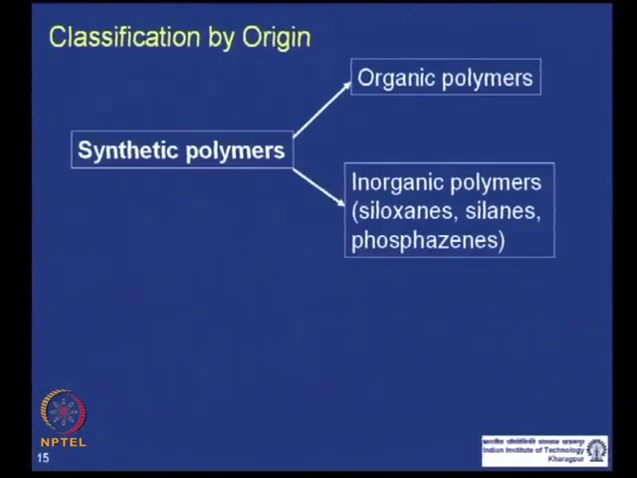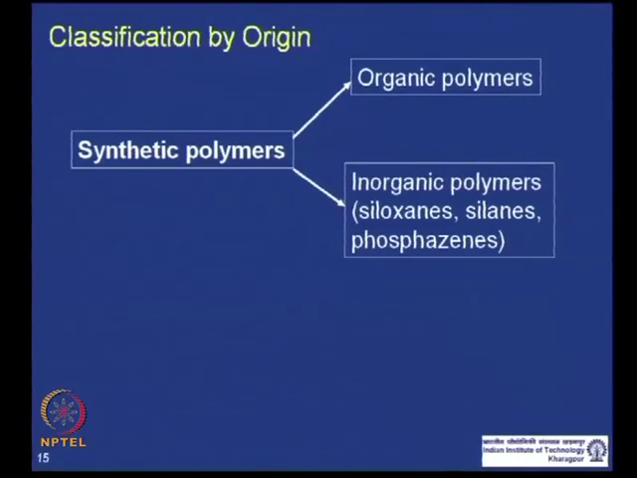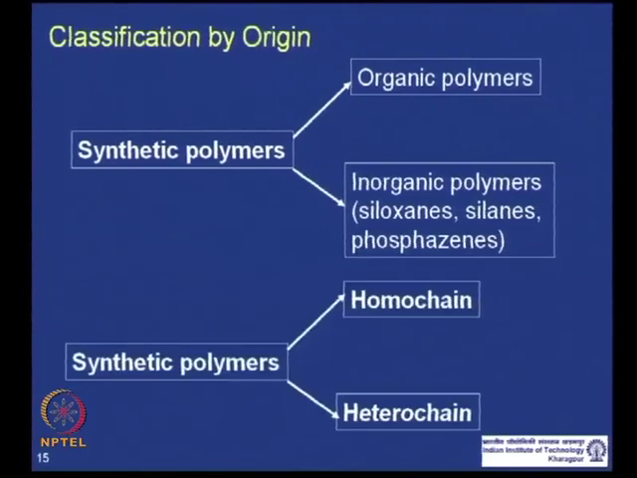Synthetic polymers can be classified as organic polymers, the polymers which are made from carbon, nitrogen, oxygen, and hydrogen, and as inorganic polymers, where besides these elements, carbon, hydrogen, nitrogen, oxygen, you have silicon, phosphorus, boron, sulfur, such elements in the polymer molecules. For example, siloxanes, silanes, silicones, phosphazenes, these are examples of inorganic polymers.